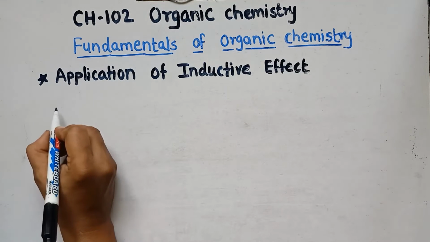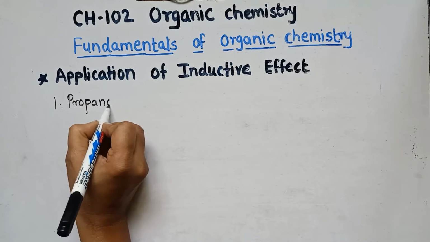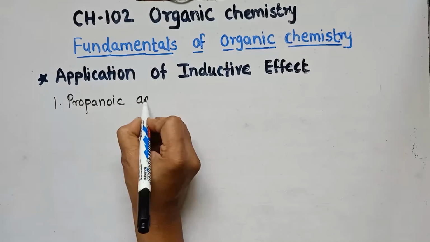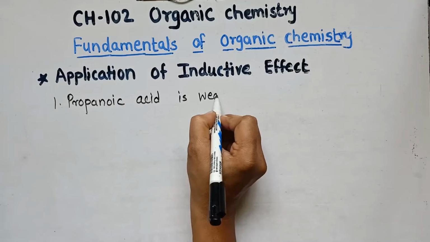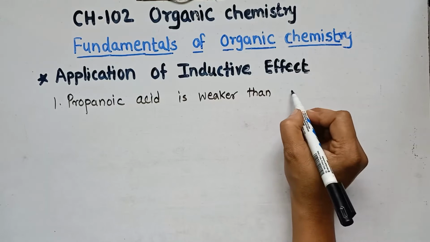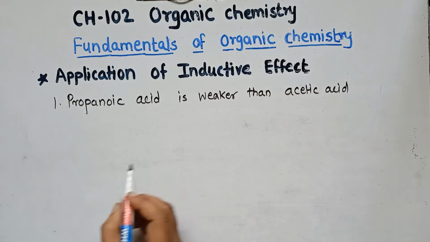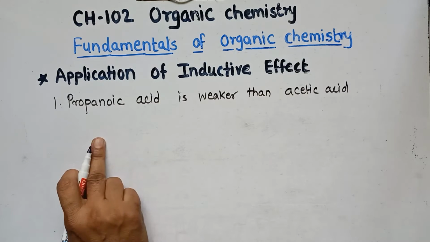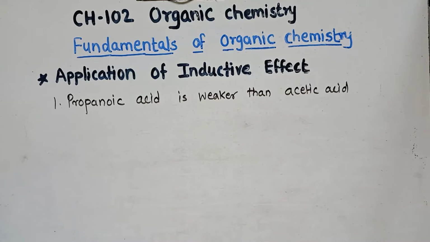So the first application is propanoic acid is weaker than acetic acid. Such questions are asked in the exam also. Why is propanoic acid weaker than acetic acid?